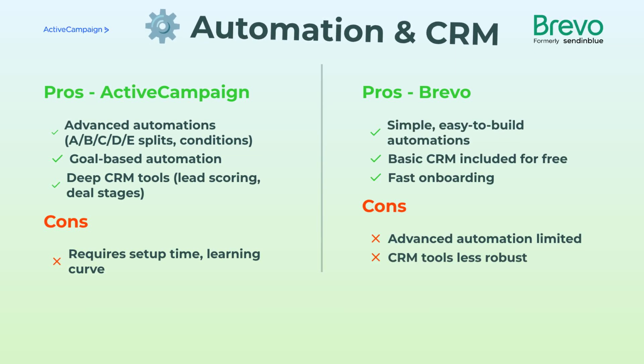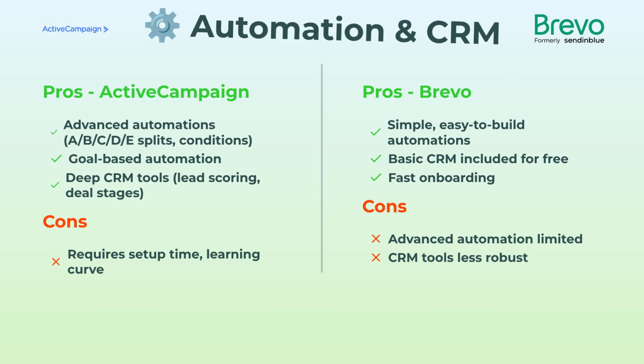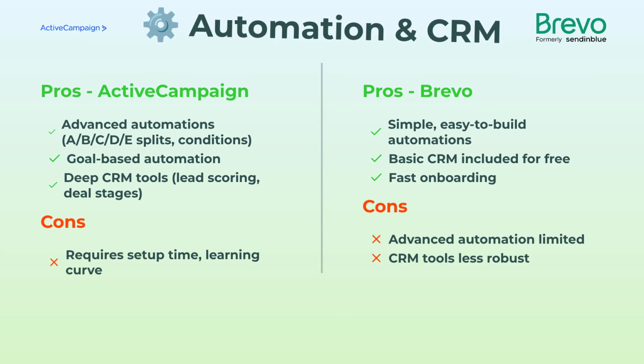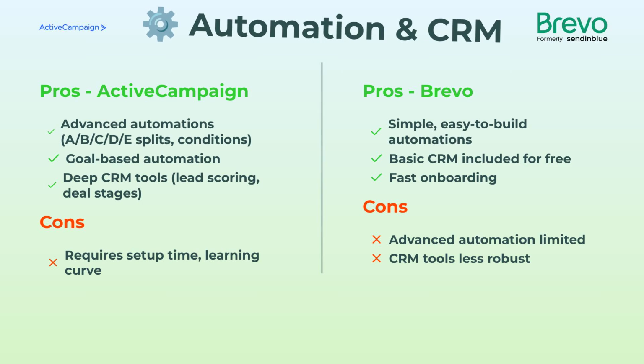Brevo goes for simplicity. Making automations is super easy. Like, you could build them in your sleep. And you get basic CRM features for free, which is surprisingly nice for small teams wanting to get moving fast. The downside? Advanced stuff is kind of limited, and CRM is just basic compared to ActiveCampaign.